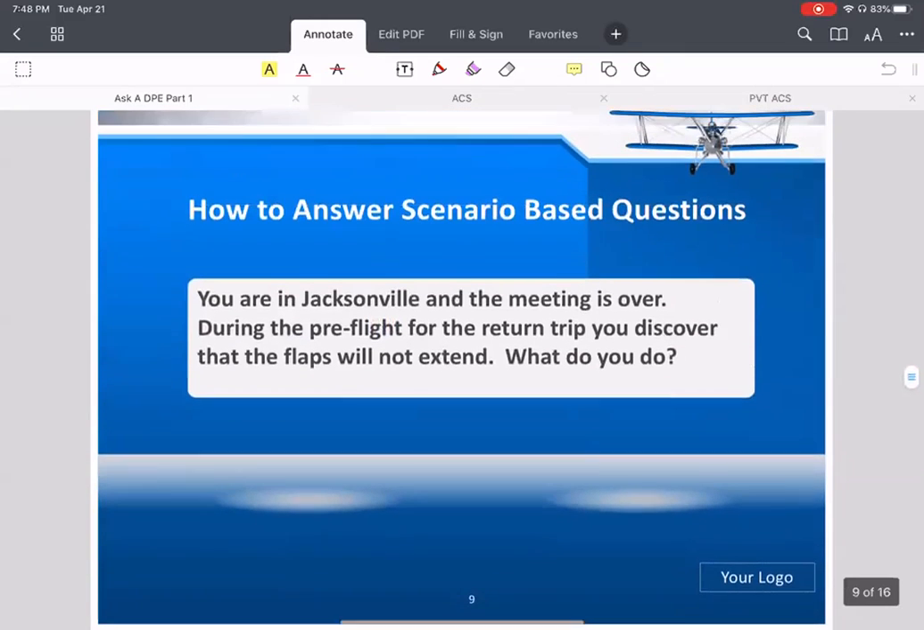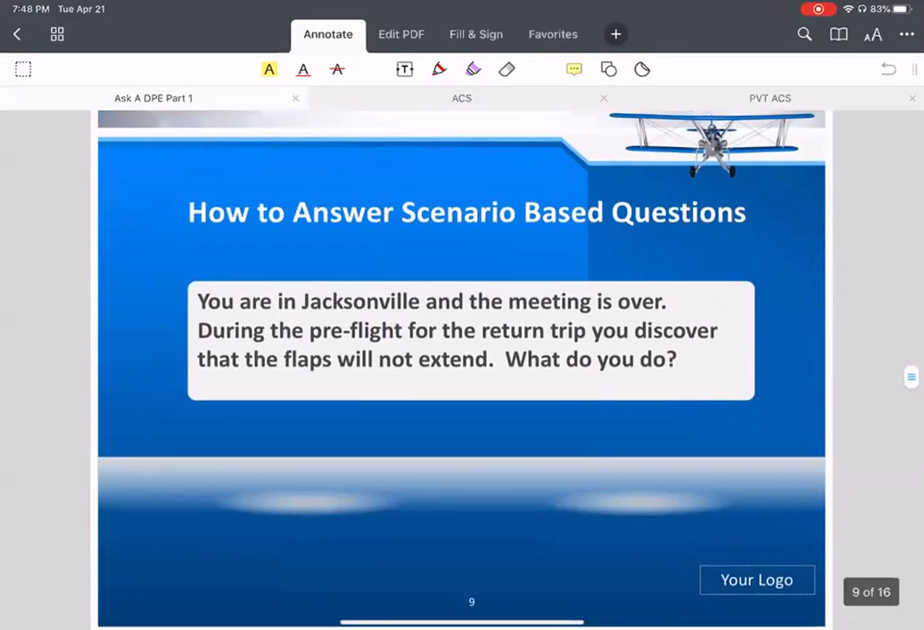Okay, so now you're in Jacksonville. The meeting's over. During the pre-flight for the return trip, you discover that the flaps will not extend. What do you do? You don't take off yet. You don't fly yet. Okay, good. We're not going to fly. You'd want to make sure, first of all, whether they're required. You can check that.